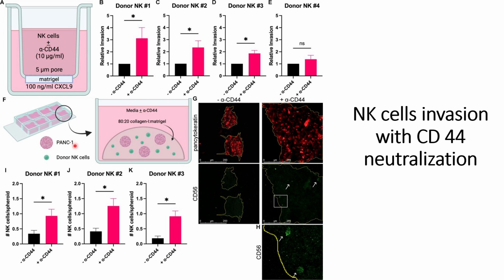The quantification results are shown in panels I, J, K for 3 donors. Here we can see that when they use neutralizing CD44 antibodies, there is an increase in NK cells within the spheroid for these 3 donors. I am not sure whether they did the study for a 4th donor or not, but the results I have presented here are for the 3 donor studies, and in all 3 cases we can see that the invasion is greater when they use neutralizing CD44 antibodies.